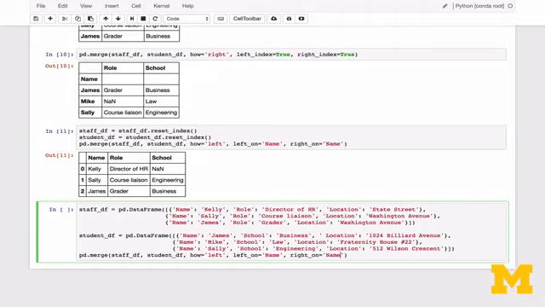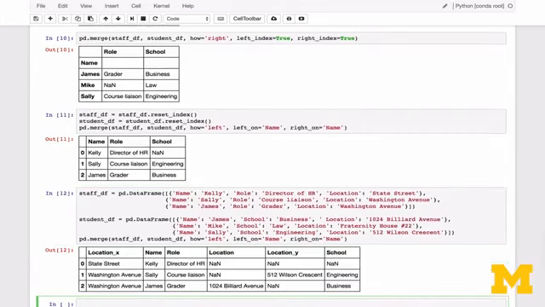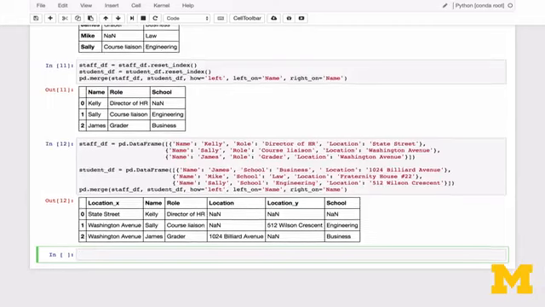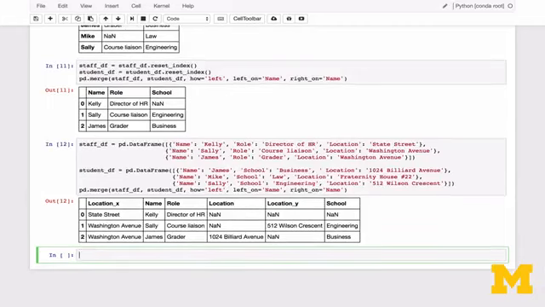Let's take a look by creating new staff and student data frames that have location information added to them. In the staff data frame, this is an office location where we can find the staff person. And we can see the director of HR is on State Street, while the two students are on Washington Avenue. But for the student data frame, the location information is actually their home address. The merge function preserves this information, but appends an _x or _y to help differentiate between which index went with which column of data. The _x is always the left data frame information, and the _y is always the right data frame information. And you can control the names of _x and _y with additional parameters if you want to.